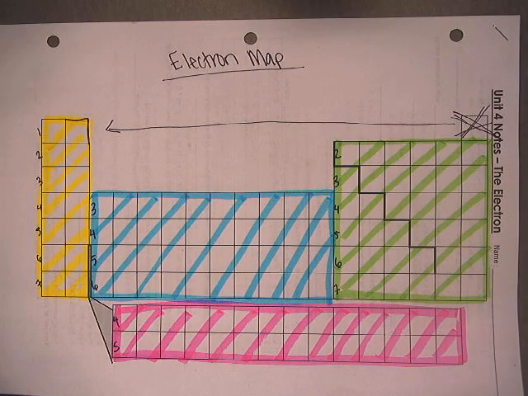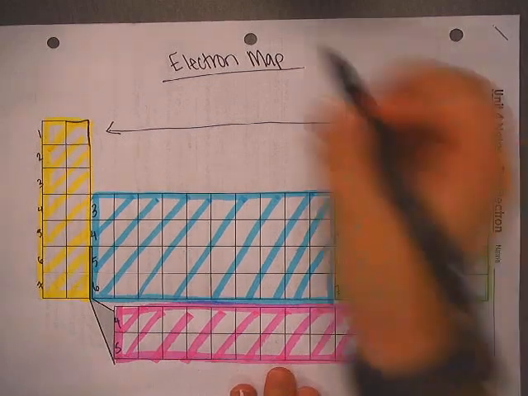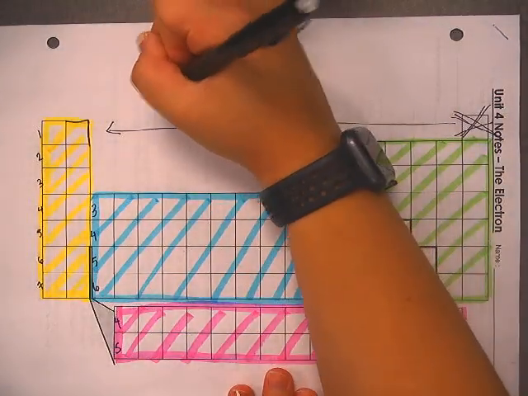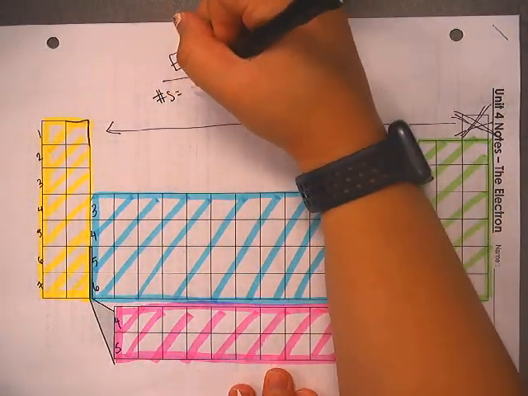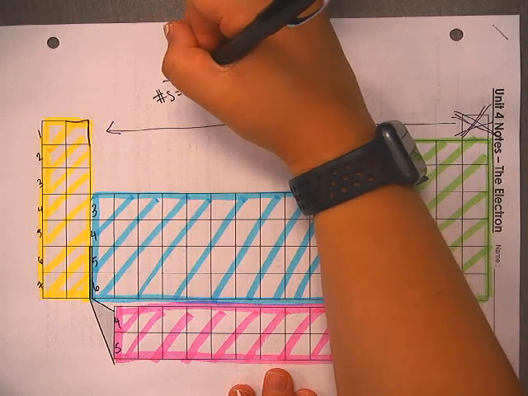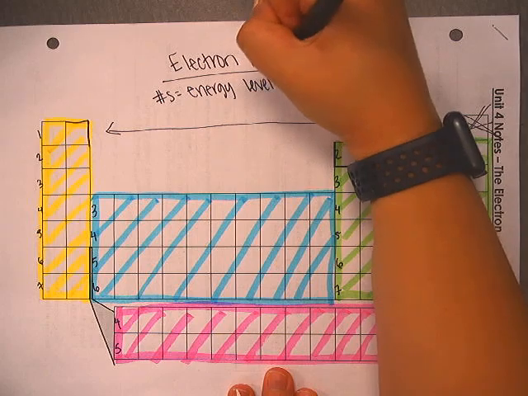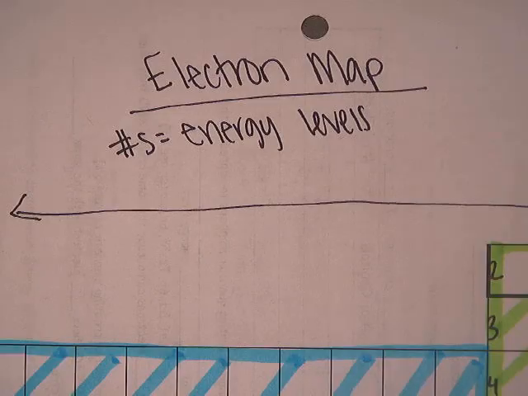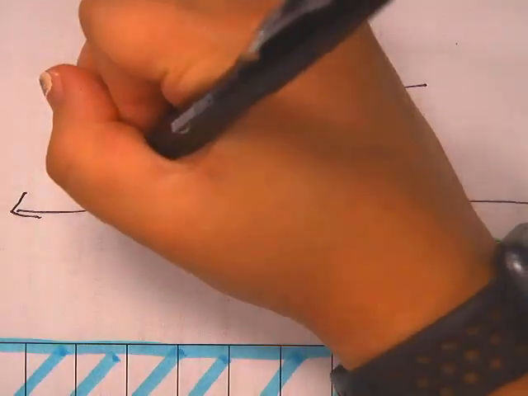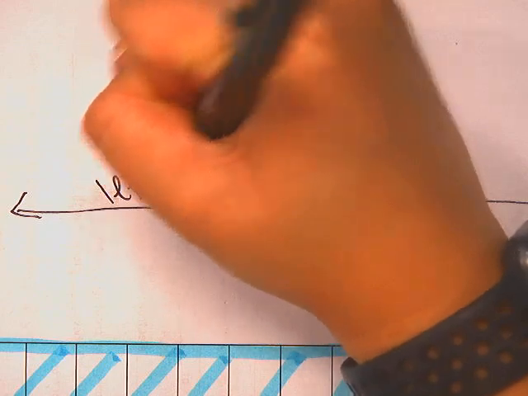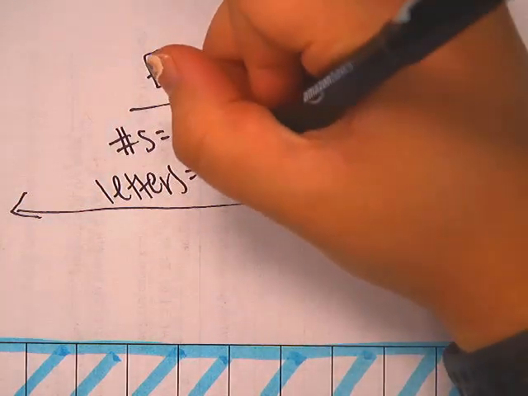All of the numbers that we put on this periodic table or on this electron map, the numbers all represent principal energy levels, or we'll just call them energy levels. After doing the numbers, we're going to go through and add letters to each of our blocks. The letters all represent sublevels.